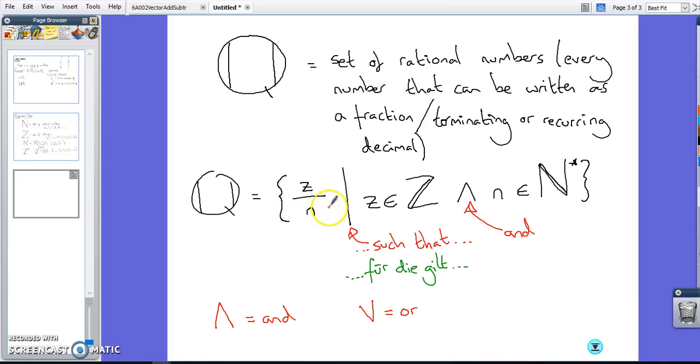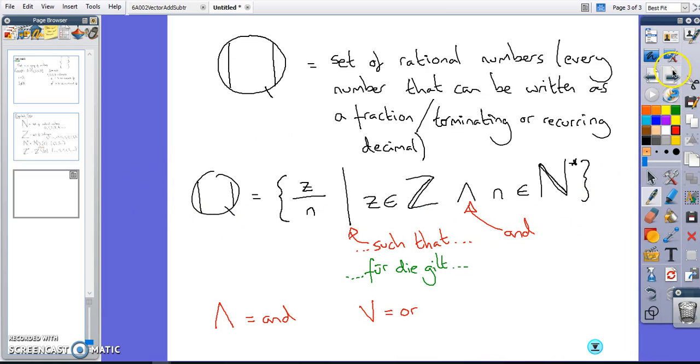So the requirements for these numbers are that z has to be an integer and n down here has to be a natural number. So it can be 1, 2, 3, 4, 5. But we have this little star here, which means it can't be 0. And that, of course, is clear, because otherwise, if n were allowed to be 0, we'd have a number divided by 0, which is mathematically impossible. So that has to be part of the definition. So this is a mathematical way of defining Q.